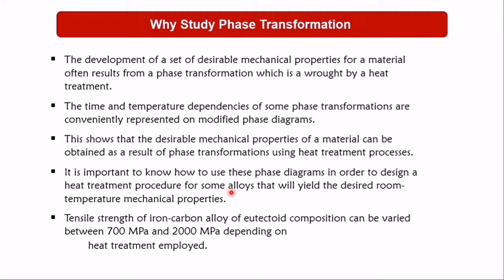Take the tensile strength of an iron carbide alloy of eutectoid composition. When we talk about eutectoid, it's a composition whereby one solid gives two solids under cooling. When you finish cooling one solid, you get two solids. The tensile strength can be varied between 700 megapascal and 2000 megapascal, depending on the heat treatment employed. So this is why we need to study phase transformation. This is the introduction of the course.